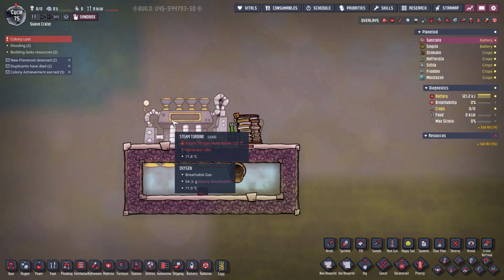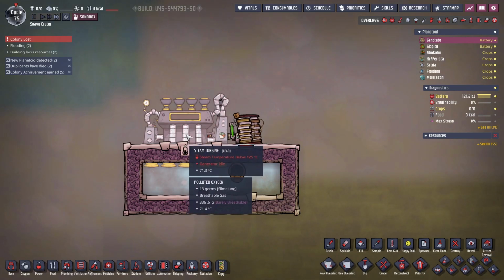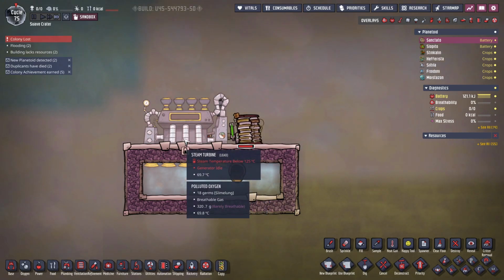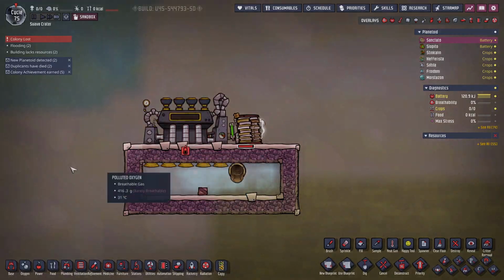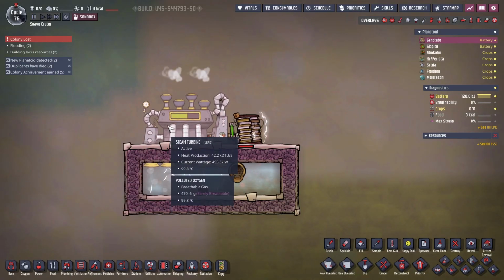In order to work, the steam turbine needs to have steam at a temperature of at least 125 degrees. So here our steam has decreased to a temperature of 116 degrees, and we can see that the steam turbine doesn't work. It refuses to work, and that's because the steam is too low in temperature. We can see here we have a message that the steam temperature is below 125, and that's why this generator is idling. We can also notice that the steam turbine produces heat and its temperature is increasing little by little.